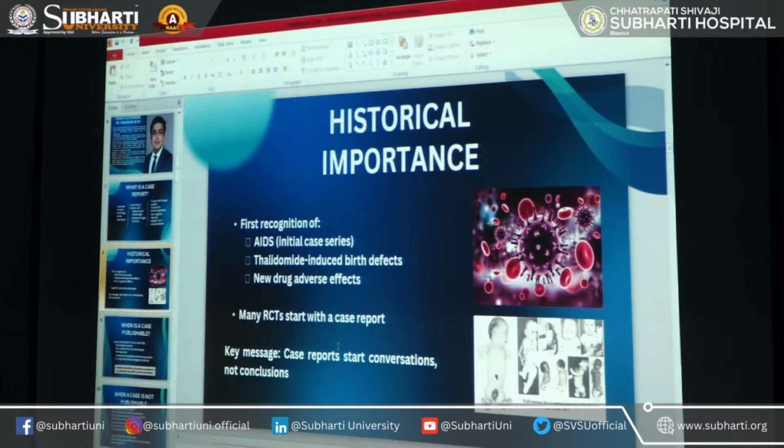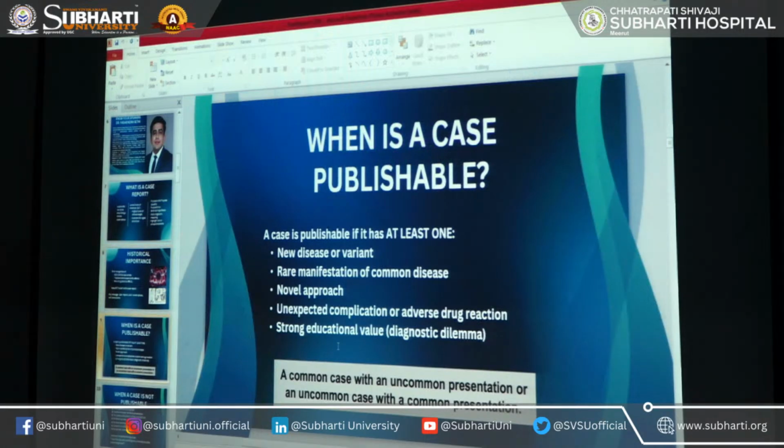The question is why. Okay. Now, when is your case publishable? Your case is publishable if it is at least one new disease or variant, rare manifestations of any common disease, a novel approach towards the particular diagnosis which you have made for that case, any unexpected complication or adverse drug reaction, or any strong educational value.